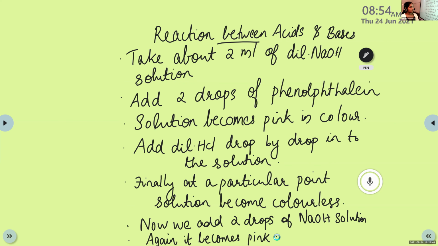Okay. Rizwan, can you read the steps one by one? Yes, ma'am. Take about 2 ml of diluted NaOH solution. Add 2 drops of phenolphthalein. Solution becomes pink in color. Add diluted HCl drop by drop into the solution. Finally, at a particular point, solution becomes colorless. Okay. Now with 2 drops of NaOH solution, it again becomes pink. Is this clear for everyone? Do you have any doubt? Anyone?